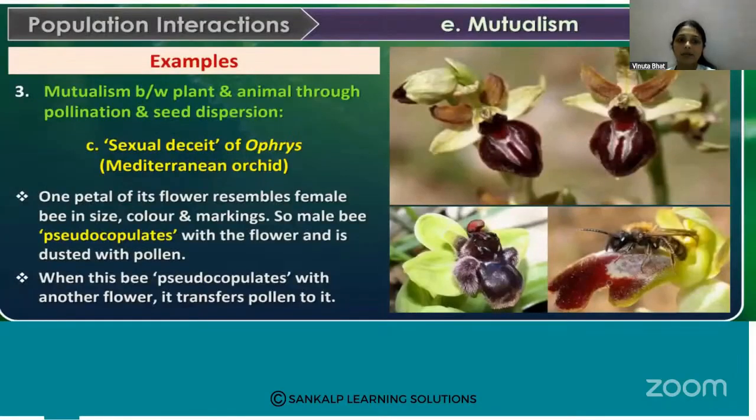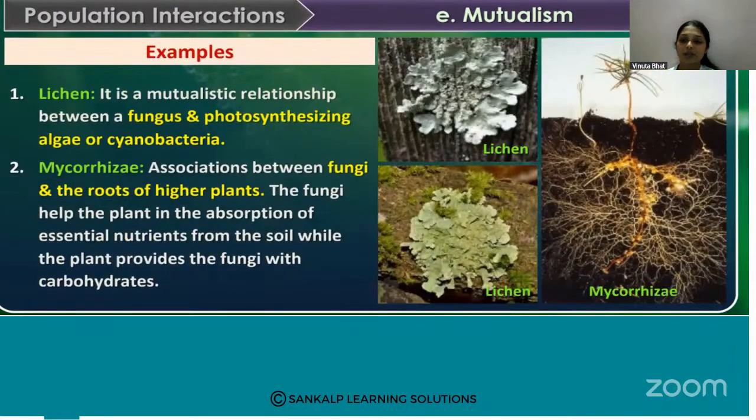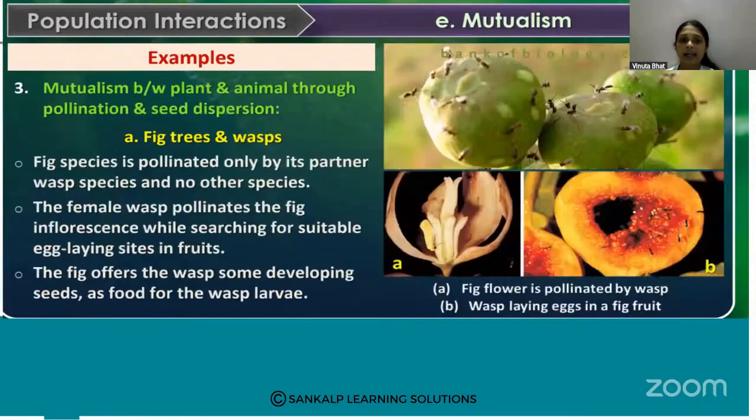Okay. Then one more example. These all examples show the mutualism between plants and animals. So here, first what we have seen, between the algae and fungi, and algae and some higher plants. These all are examples for the mutual relationship between plants and animals.